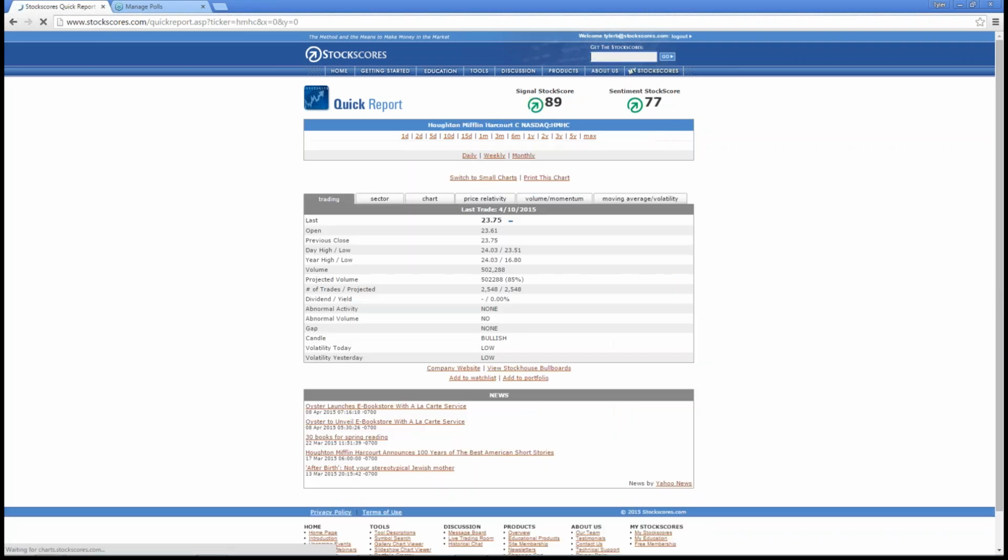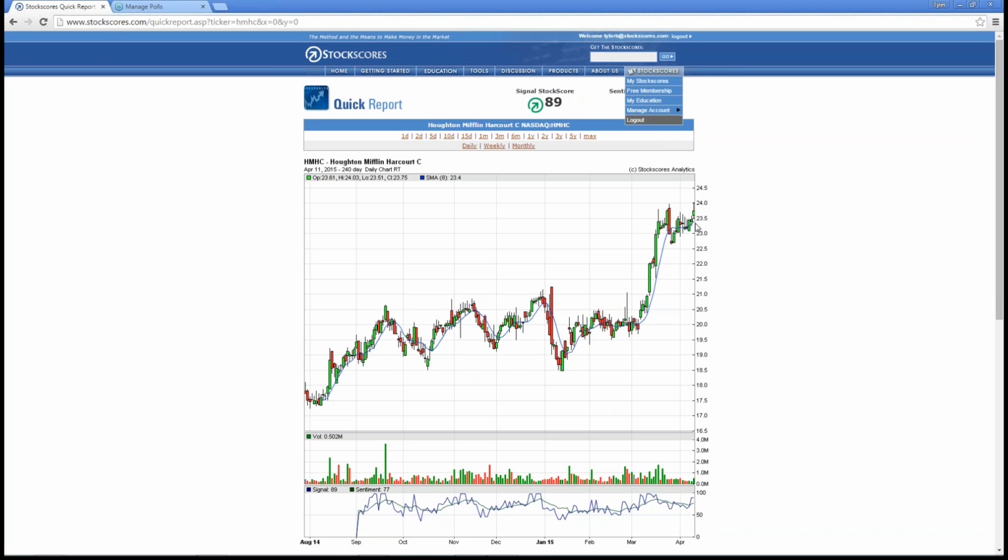HMHC. Yeah, I like this one. Good upward momentum, trying to break to new highs. Support right now about 2270 or so, wherever that low is there.